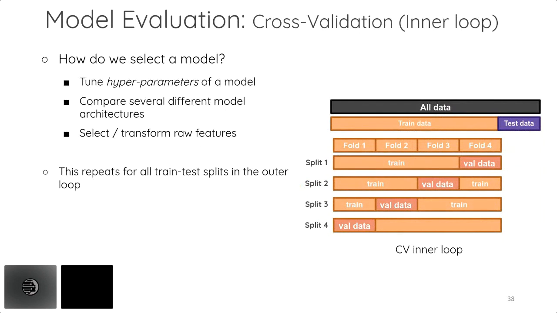Okay, so now we have this train data, which gets split into another cross-validation loop. Think of this as just another cross-validation loop, and we again hold out some of the data as our validation data. Then we train all our models, because we have multiple models, on this train set, and check the validation performance of those models.